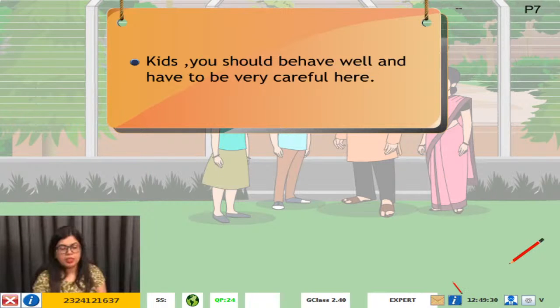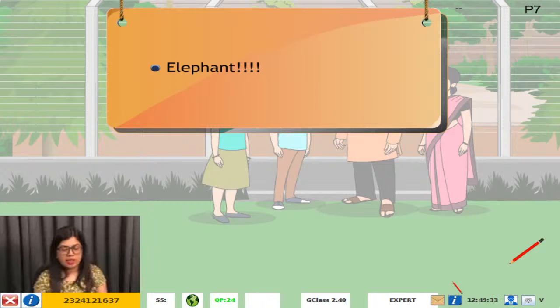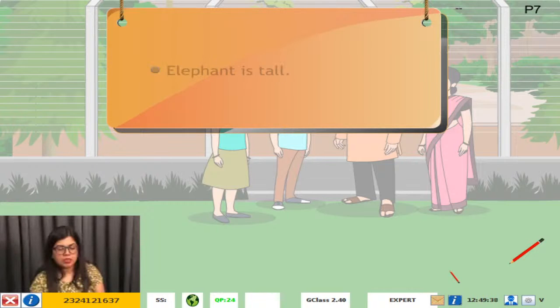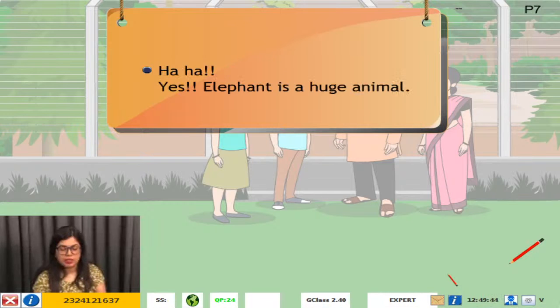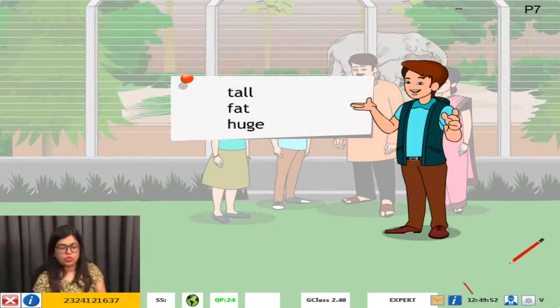Elephant. Elephant is tall. So here we have the word tall. Elephant is fat too. So here we have the word fat. So haha, yes, elephant is a huge animal. So here we have huge. Tall, fat and huge. Okay.